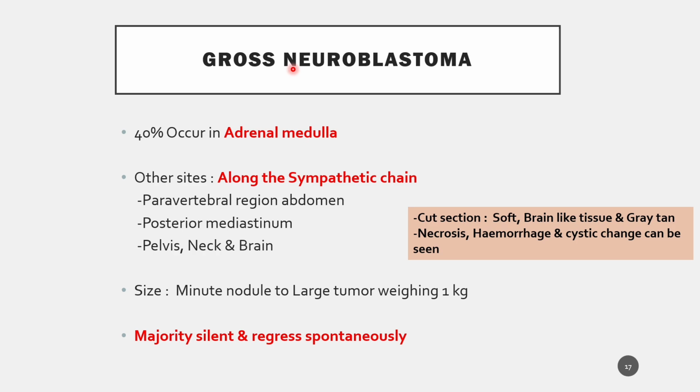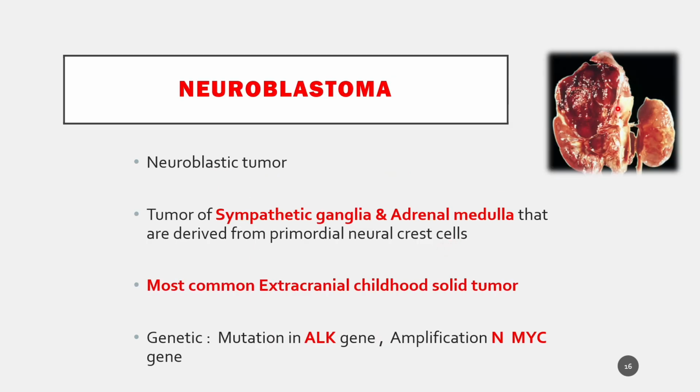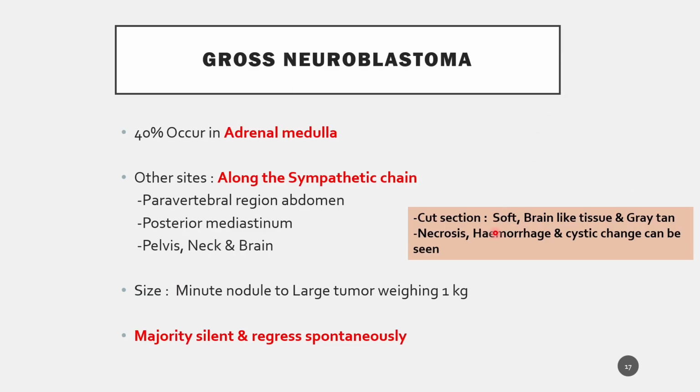Now, morphology of neuroblastoma. Morphology means gross and microscopic appearance. Gross appearance means what is seen by the naked eye. On cut section, this particular tumor is very soft. Brain-like tissue is there, and it is grey-tan colored. Sometimes necrosis, hemorrhage, and cystic change can be seen secondarily. Here you can see a cystic change along with presence of necrosis and hemorrhage. This is the gross appearance.